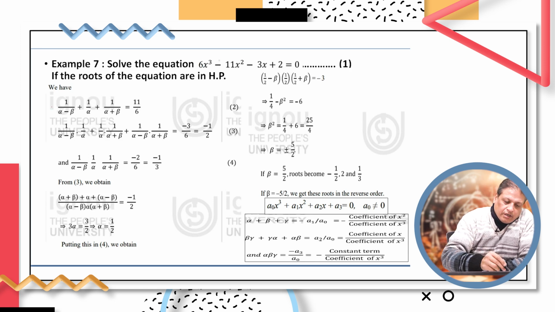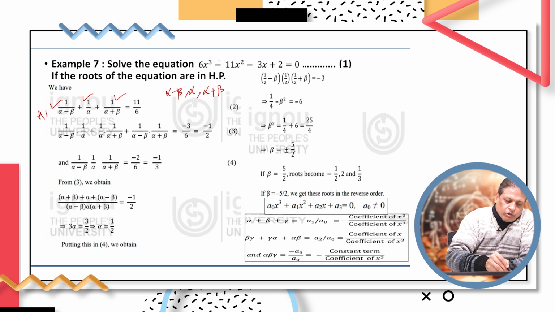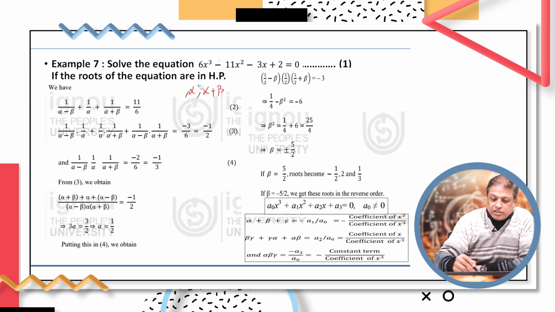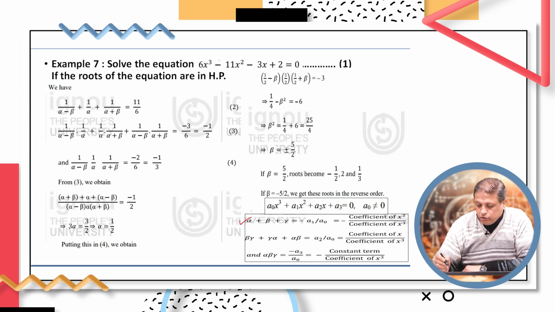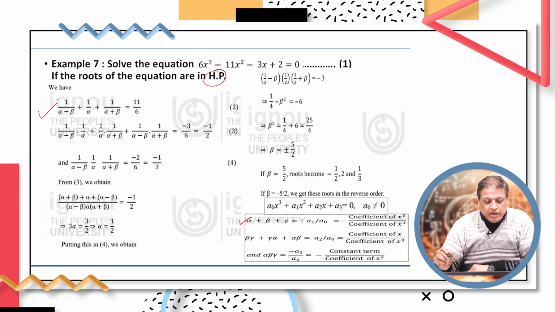So, we learned that if alpha minus beta, alpha and alpha plus beta are the roots in arithmetic progression, then 1 over alpha minus beta, 1 over alpha and 1 over alpha plus beta are the roots in the harmonic progression. So, applying the same identity again, the first identity was alpha plus beta plus gamma should be minus of a1 upon a0, because the roots are now in harmonic progression, HP. So that is 1 upon alpha minus beta plus 1 over alpha plus 1 over alpha plus beta should be equal to minus of a1 upon a0.